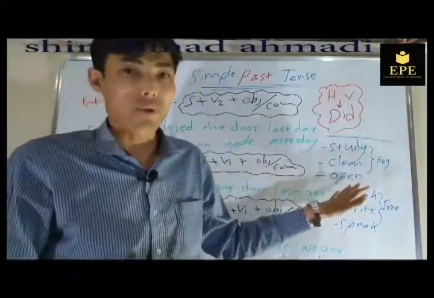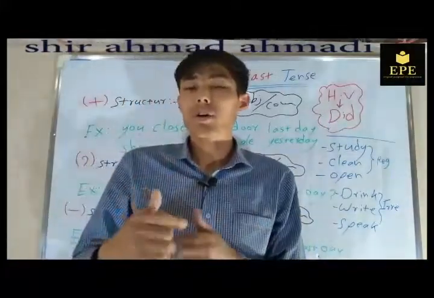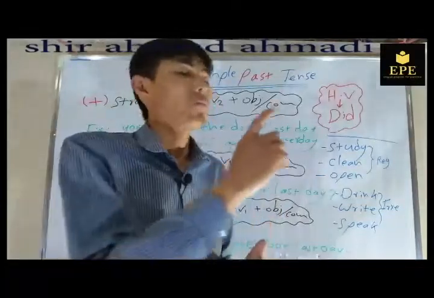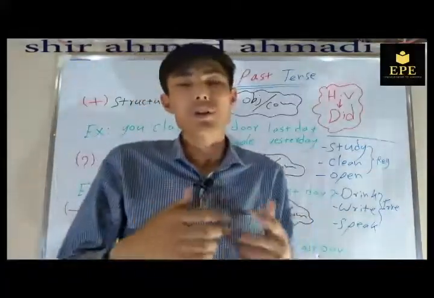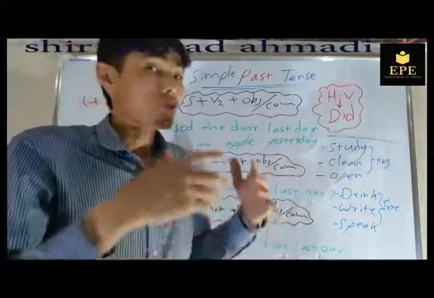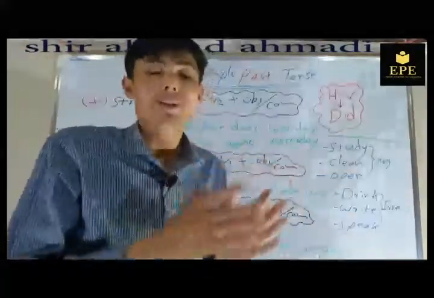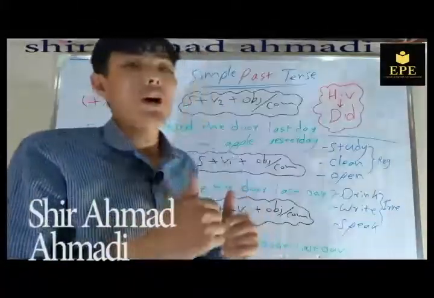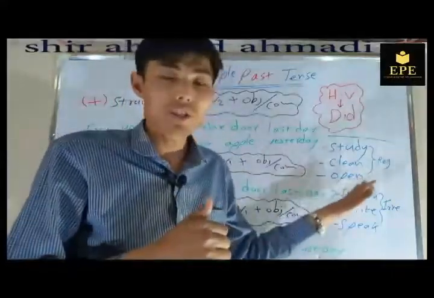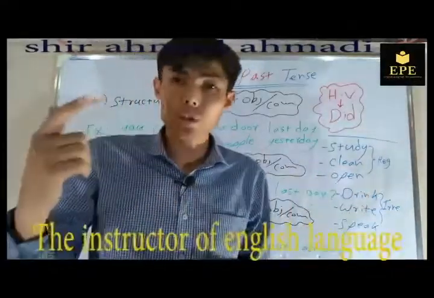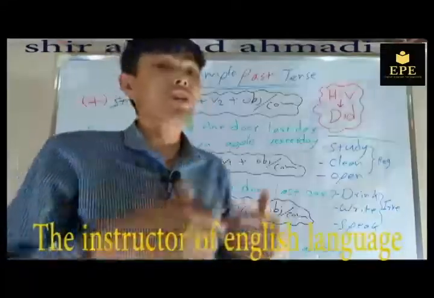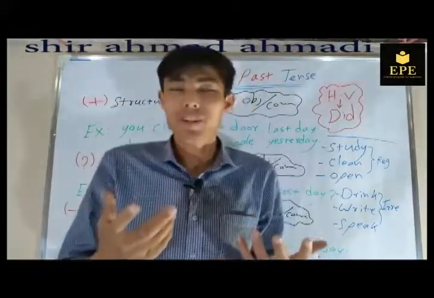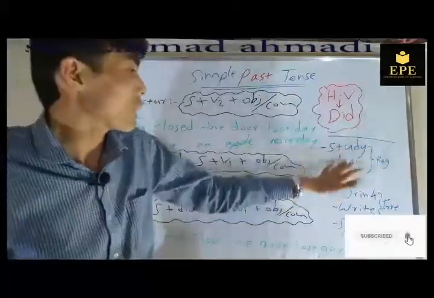For open, the second form is opened. I opened the door a few minutes ago. I opened the window 1 hour ago. I opened the door in the morning. So if you want to change to the question and negative, how is it possible? It's also easy. Did I open the door? Did I open the window? Like this. It's very easy. Or I did not open the door. I did not open the window, like this. It's very easy, I think. So all of these verbs are regular.